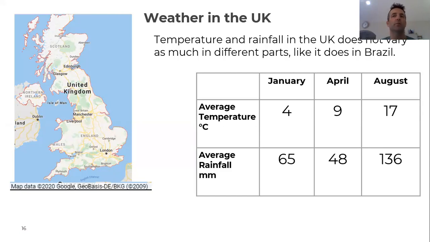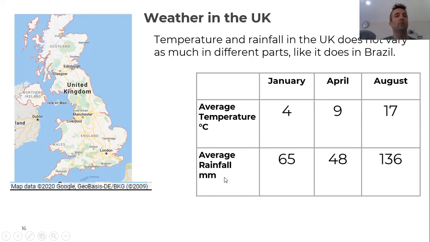So here we have some statistics, some facts about different average temperatures throughout the year in the UK. We can see that in January, the average temperature is 4 degrees Celsius. In April, it is 9 degrees. And then in August, it is 17 degrees. So you can see that in August, it's usually hotter than it is in April or January, because that's when we in the UK have our summertime.